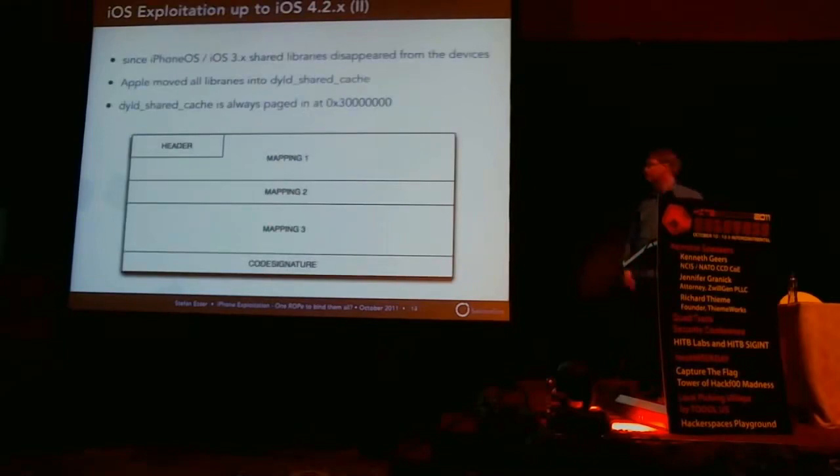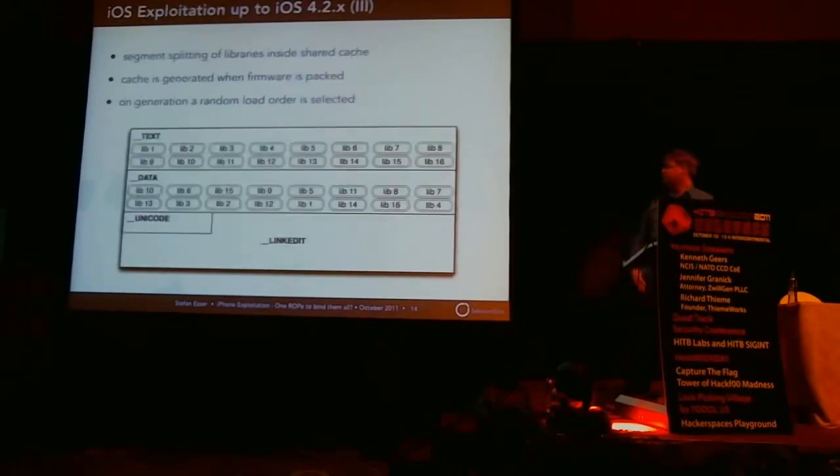Another thing you need to know is that on iOS 3 and above, you have no libraries on the device anymore. Everything was moved into the shared cache, and this is always mapped at this address. And the cache looks like this. You have 3 mappings inside the cache and the code signature. When you look into the cache, you will see that the first part contains the text segments of all the libraries. The second part contains the data segments of all the libraries. And in the last part, you see some other segments like the Unicode strings in some library or framework, and link edit information.